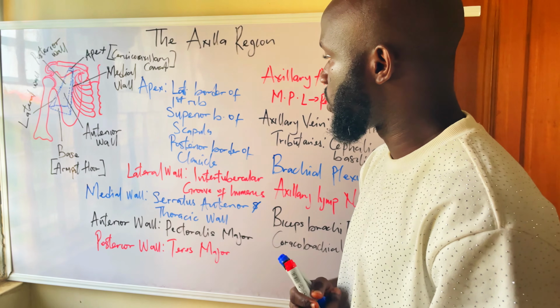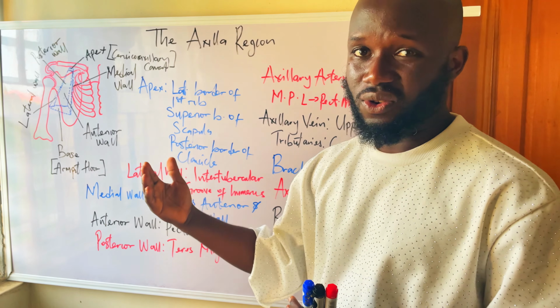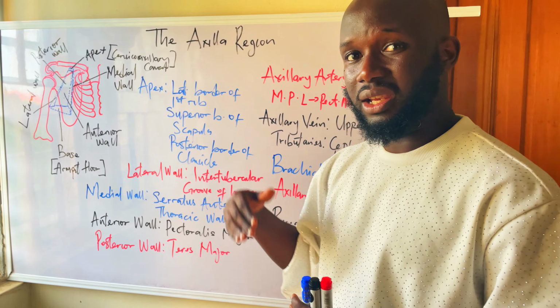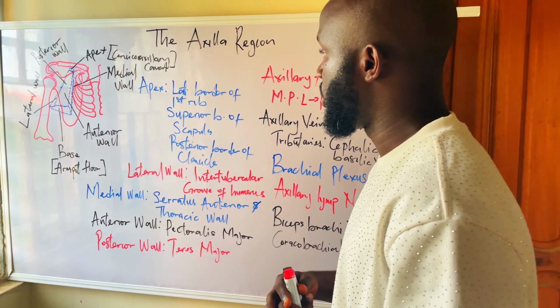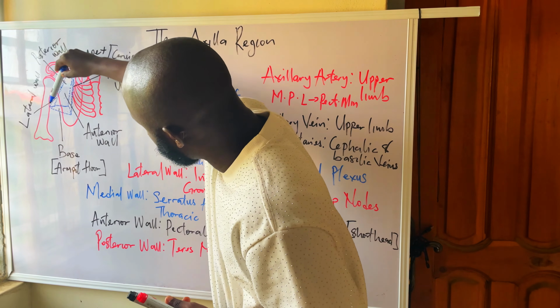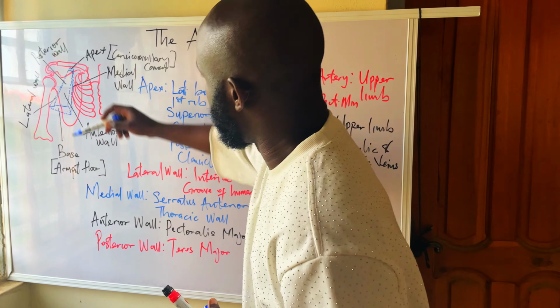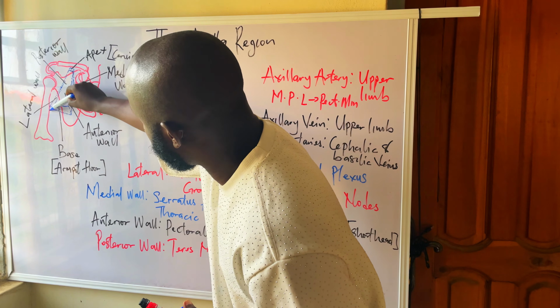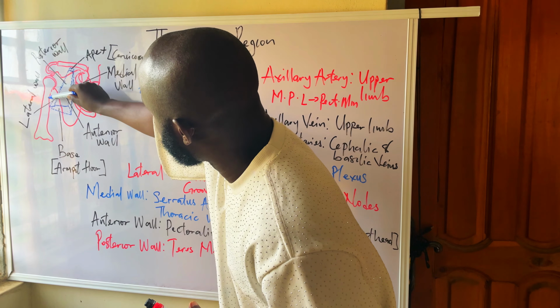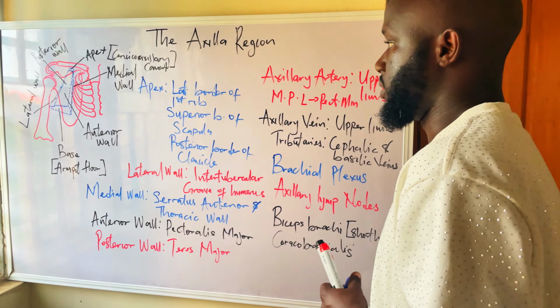So let's discuss the walls. It has four walls, right? It has an anterior wall, a posterior wall, a lateral wall, and a medial wall. So the lateral wall, which is indicated here, is the intertubercular groove of the humerus. So this is the lateral wall of the axillary region being formed by the intertubercular groove of the humerus.